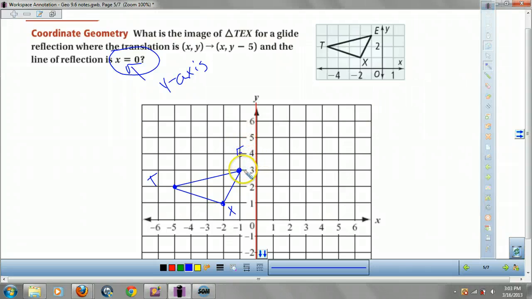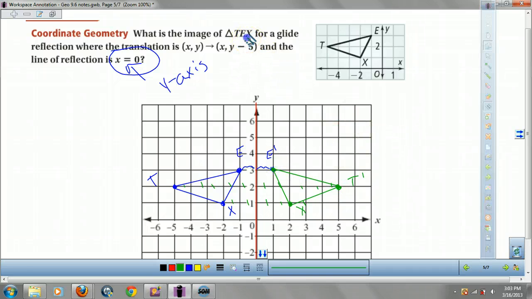First thing let's do, let's reflect it. So E is 1 away from the y-axis, so E prime is right here. Right? Let's use green. T is 1, 2, 3, 4, 5, so we go 1, 2, 3, 5. That's my T prime. And X is 1, 2, so we go 1, 2 over. Make sure it's perpendicular. That's my X prime. Connect these bad boys. And I have my reflection.